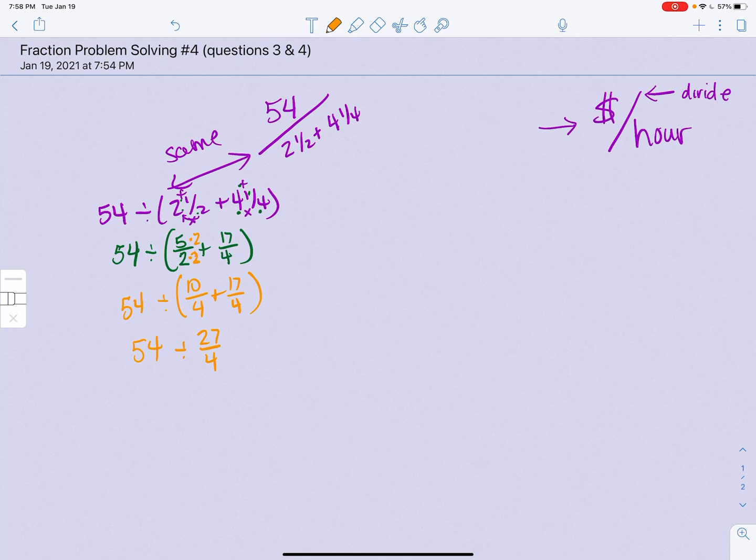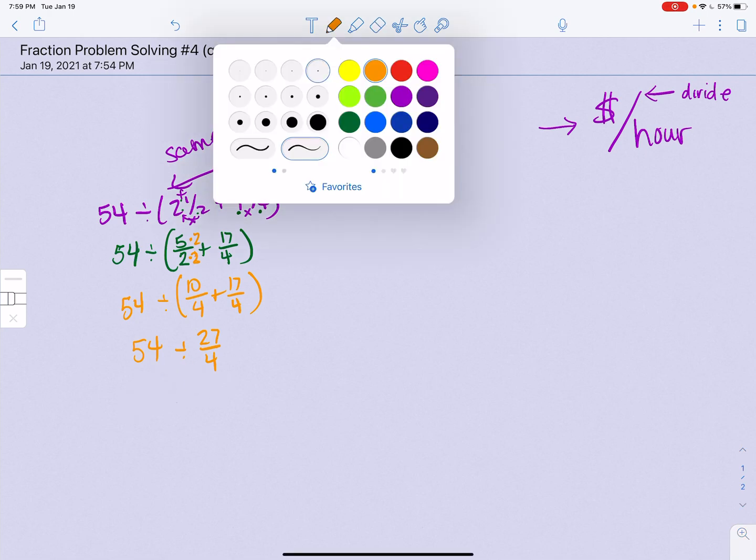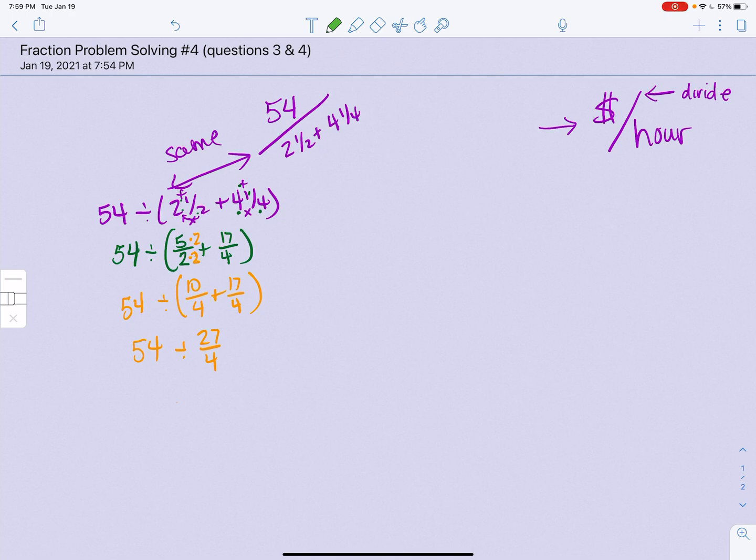And then we're going to divide it by 54, and I have to flip and multiply. So now this changes to multiply, and this gets flipped. Let me erase, that's messy. I'm going to change colors so that you can see it. Yes, this is exactly how I would teach when I was in class. 54 times 4 over 27, because I flipped it. Put this over 1. 54 times 4.